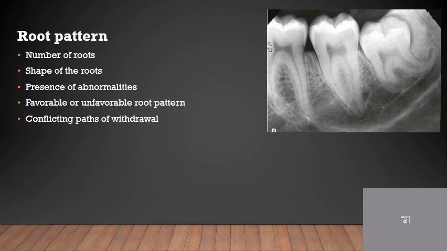After seeing the Winter's variants, we go for the number of roots, shape of roots, presence of abnormality, and all these things can be seen in the radiograph. So seeing the root pattern, you have to understand how many roots are present, the shape of the roots, presence of any abnormality in the root, favorable or unfavorable root pattern, which we will explain a couple of slides ahead, and conflicting path of withdrawal.